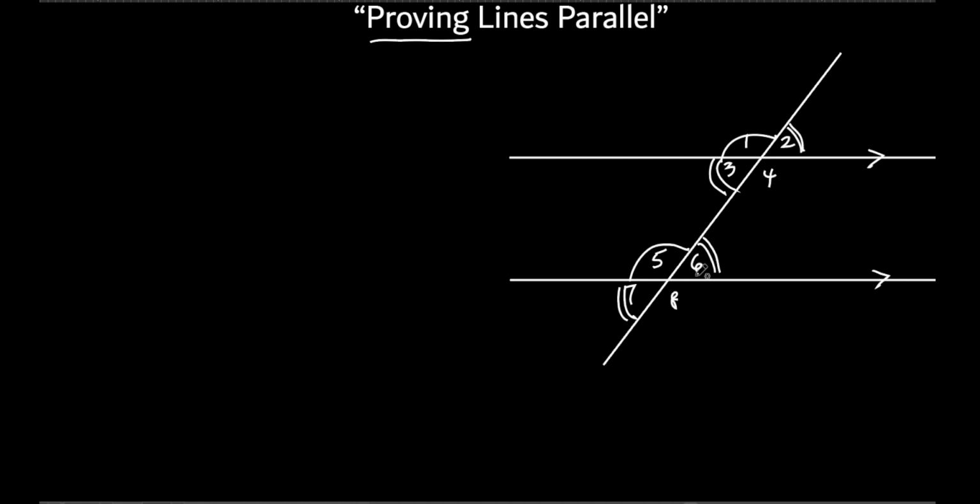You could say 2 is equal to 6, right, because they're corresponding. 6 is equal to 7 because they're vertical. Therefore, what? 2 is equal to 7. We actually have a name for that. We call it the transitive property. We're not going to worry too much about that right now, though, okay? But 2 and 7 would be equal to each other.